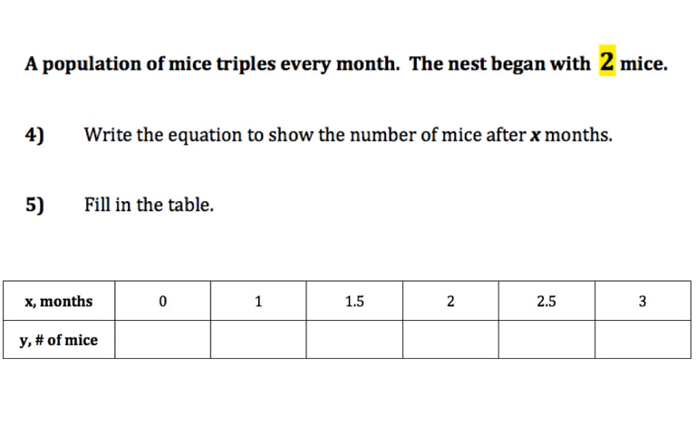A population of mice triples every month. The nest began with 2 mice. Number 4. Write the equation to show the number of mice after X months.